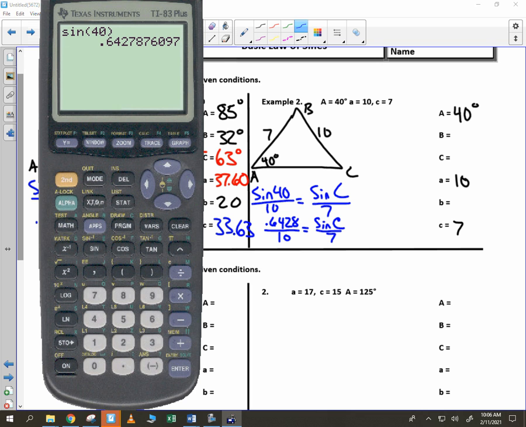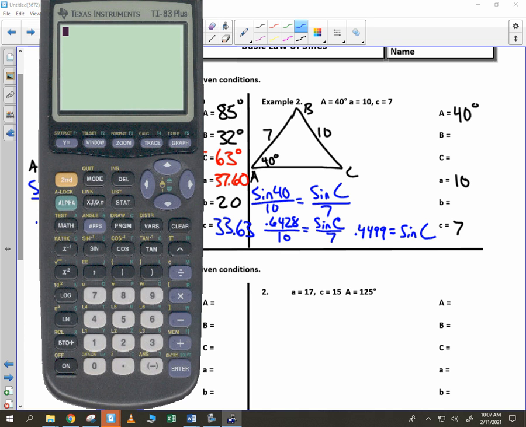Can everybody see that? I'm not going to talk about cross multiplying so much as I'm just going to multiply each side by 7. And then I'll just have sine of C over there. So if I go 0.6427 and divide it by 10, and then multiply it by 7, I get 0.44995. So 0.4499 is equal to sine of C. So on one side I have the decimal, on the other side I have sine of C.